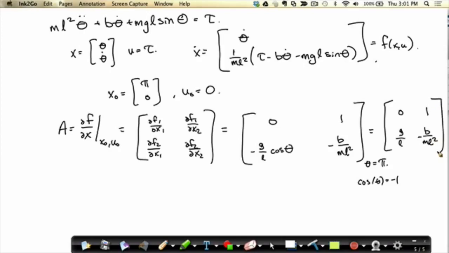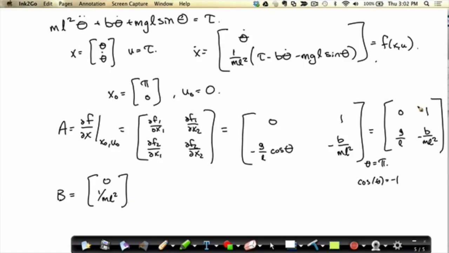And then B is just, by the same mechanics, 0 over 1 over ml squared. I want you to make sure you're comfortable with that, but that's just manipulating some equations, no big deal. But now I want to think about this for a minute.